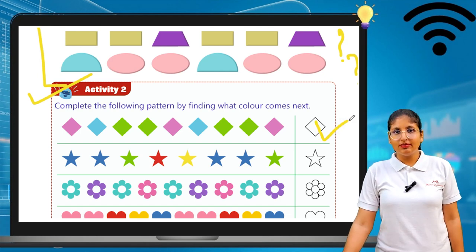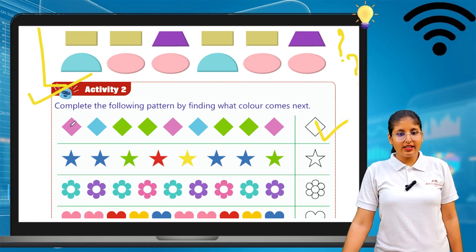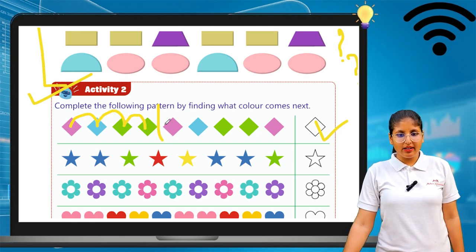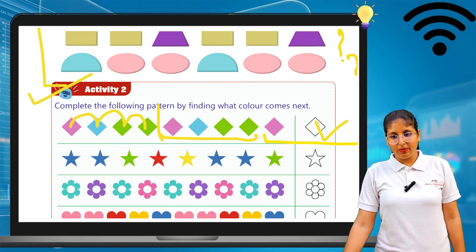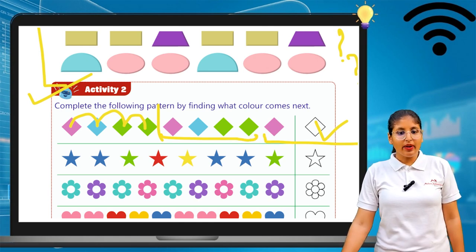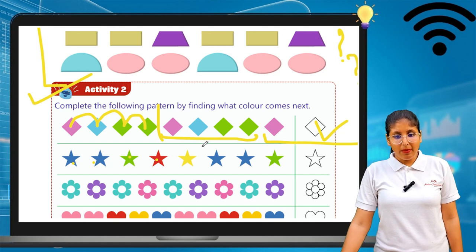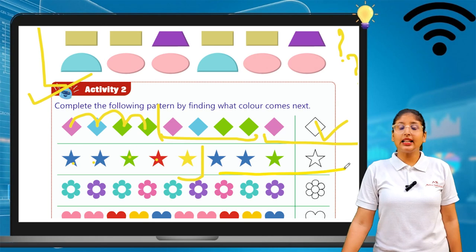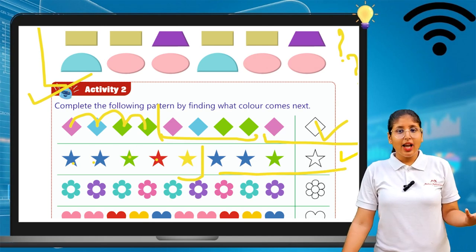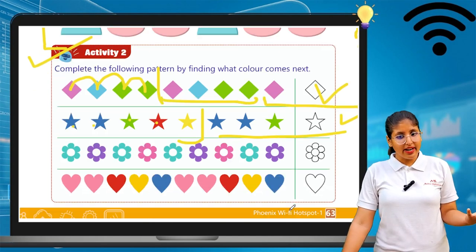Of course, blue. Here we can see some pattern is being made here, here, here. Observe, this pattern is the same here also. So again here also the pattern will be the same. Now we can see two blue stars, one green star, one red star, one yellow star. Then again the pattern will be the same. Here we can see two blue stars, one green star, then comes one red star. So the color of the star should be red.